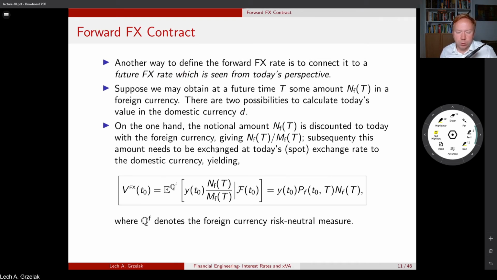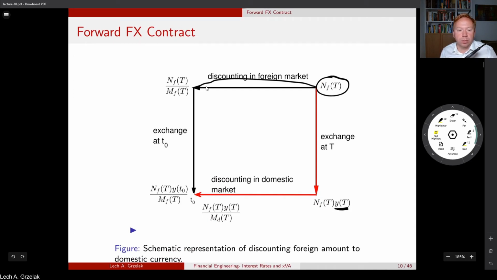On the left-hand side, this was the approach where we had the foreign amount. We discount with the foreign money savings account, and then we exchange this amount to domestic. This part can go outside of the expectation because it is measurable with respect to this filtration. This notional can also be outside because it is just a constant amount of foreign currency. So we are only left with the expectation of 1 over this foreign money savings account, which is simply a foreign zero coupon bond. Then we just multiply with these two terms. So this was the case where we were going this way.